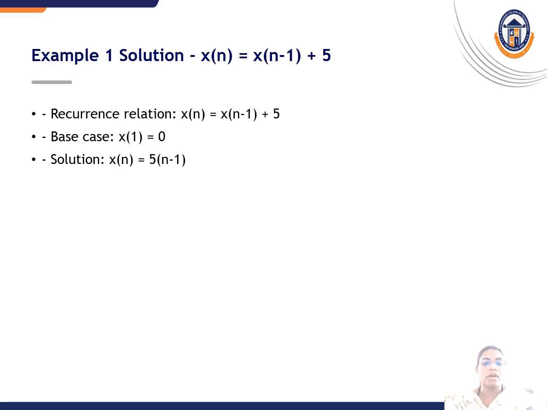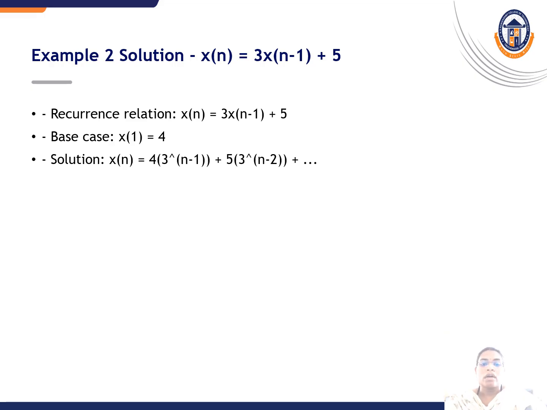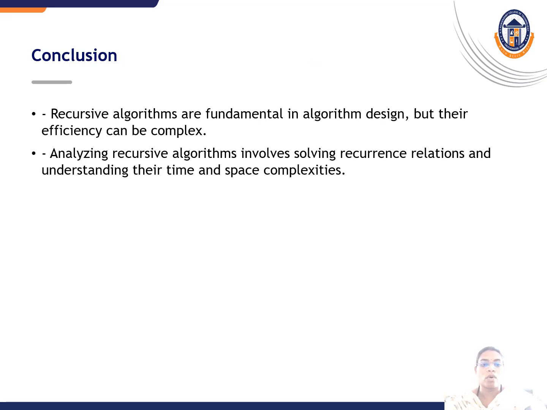The solution for the example x(n) = x(n-1) + 5: the base case is x(0) = 0, and x(n) = 5n. The solution of example 2 is 4 * 3^(n-1) + 5 * 3^(n-2) plus so on.